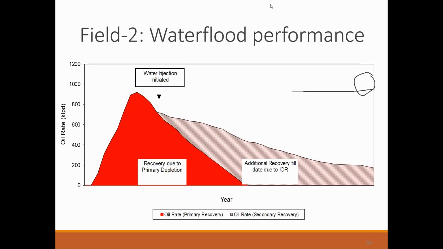It's basically a similar illustration in terms of cumulative oil recovery. Just to illustrate, this is where water injection has been started, and this is the additional recovery till date due to, you can say, IOR.